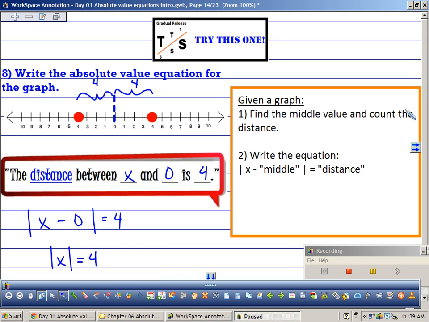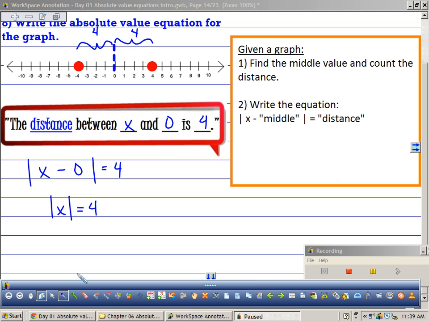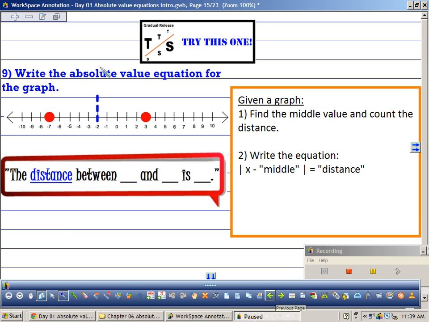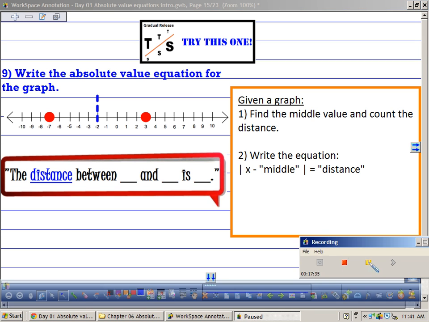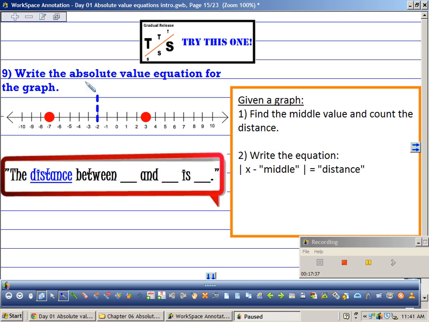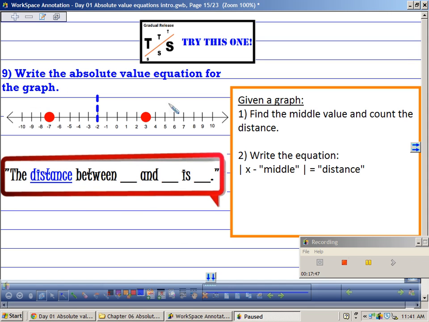Okay? Questions? Let's do another one. Try this one. Okay, Eduardo. So the distance between what and what is what? Tell me. We start with the middle, right? And we're going to count out how far away I have to move from -2 to 3.